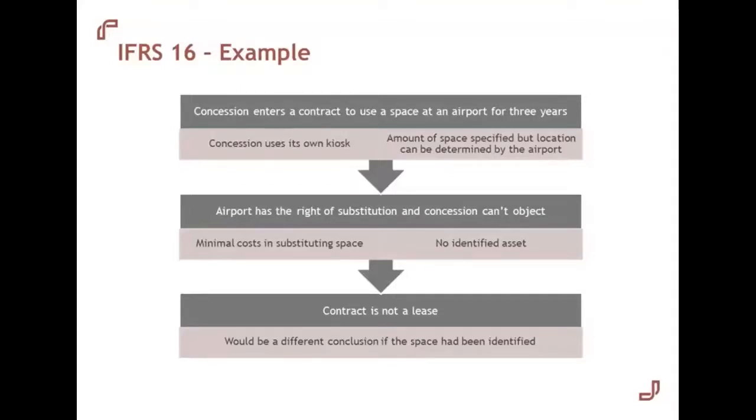The airport has the right to substitute, there are many areas available, and the concession does not have the right to object. The airport incurs minimal costs in substituting the space and would make the change to meet changing circumstances, thereby economically benefiting from the substitution. Therefore, the contract does not contain a lease, since there is no identified asset, and so should be accounted for as a service contract. If the space had been identified, then the conclusion would be different and a lease would exist. An operating lease and service contract currently have a similar accounting treatment.